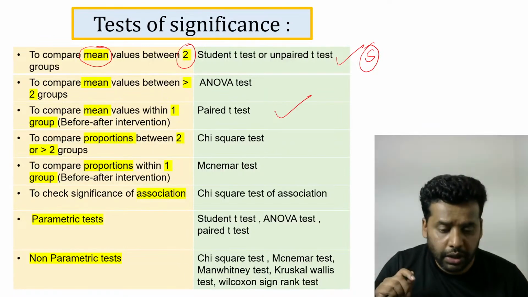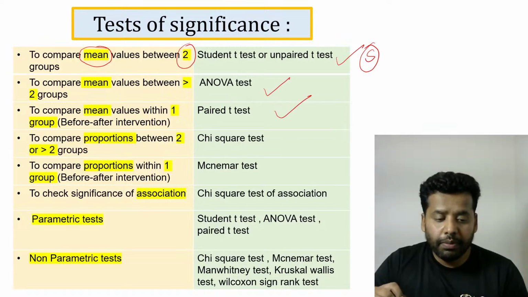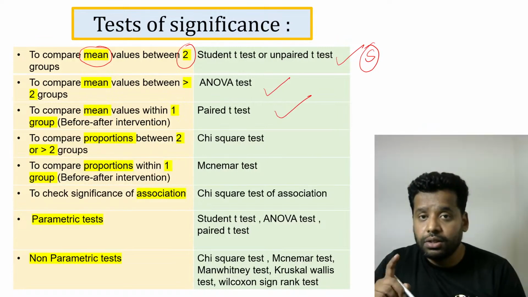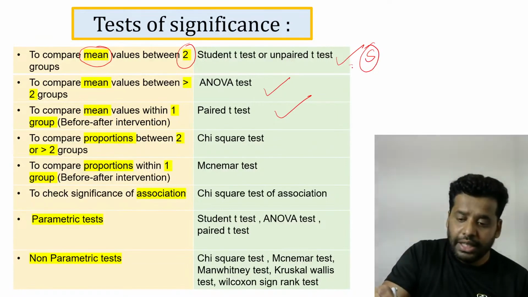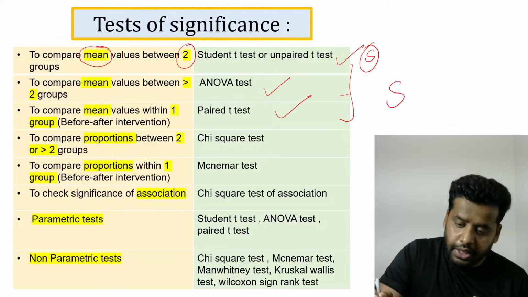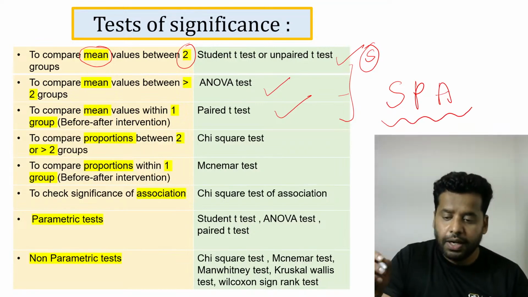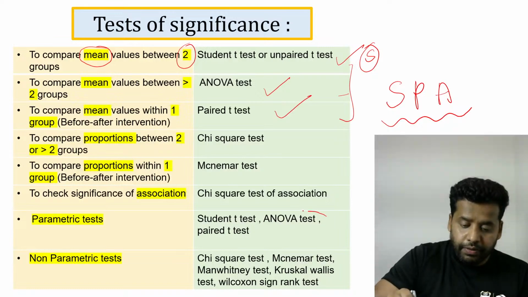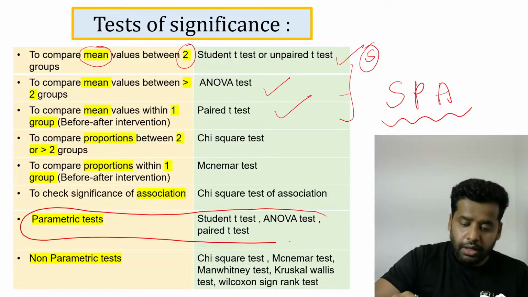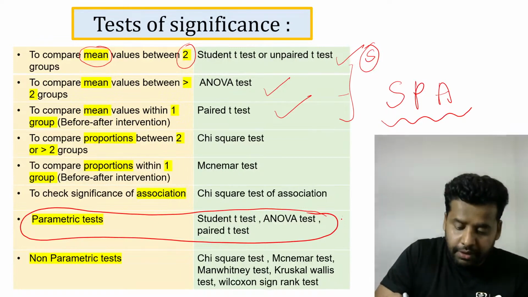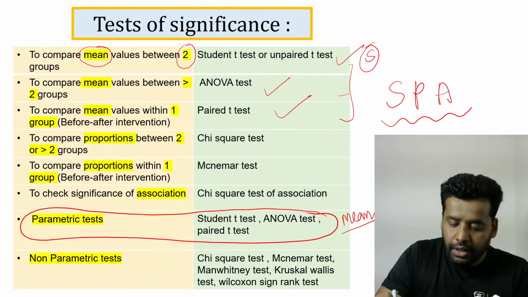More than two groups, if you are comparing means, we use the ANOVA test, analysis of variance. So tell me the three tests used for mean. Very good. Tell me the mnemonic: student t-test, paired t-test, ANOVA test, SPA. Remember the mnemonic. These tests which are used to compare mean values are known as parametric tests. Parametric tests are used to compare mean values.